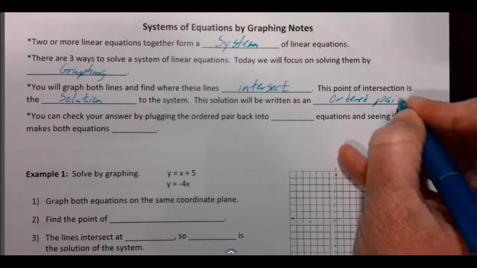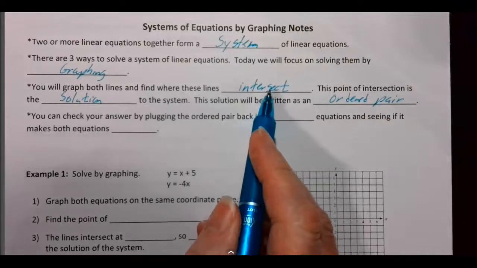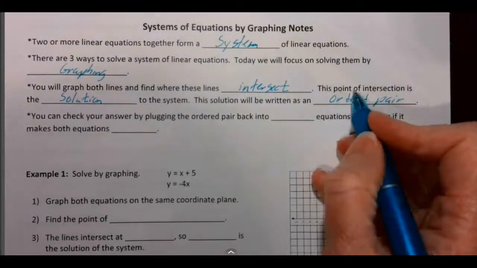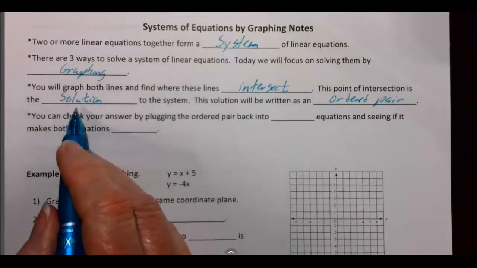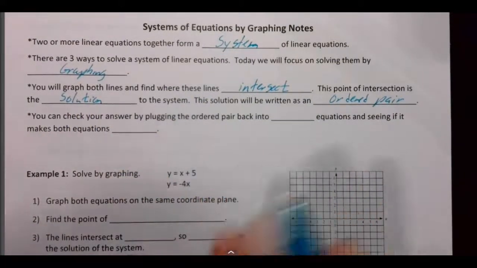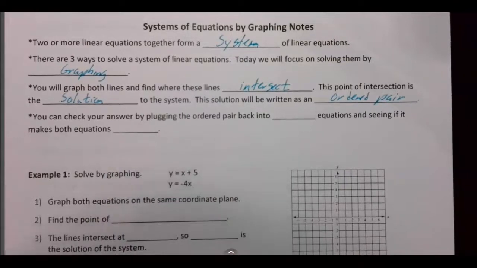Well, it makes sense, doesn't it? Because if two lines intersect, they're going to intersect in a point. That point of intersection has to be an ordered pair, and that's going to be the solution. So not like the inequalities we were just talking about. This is going to be in exactly one point.